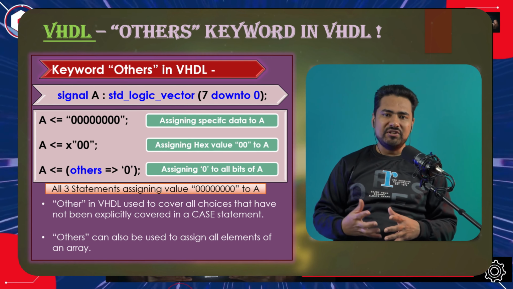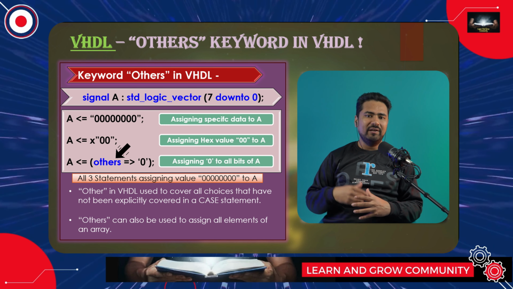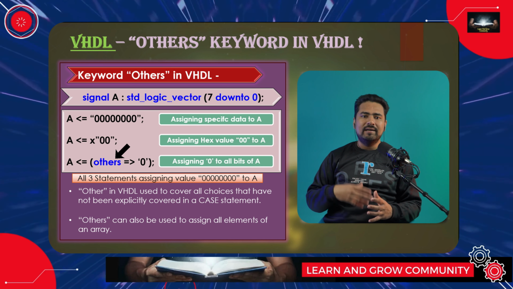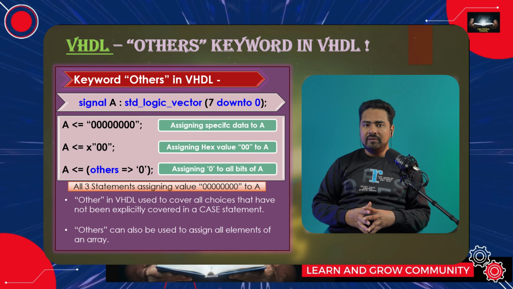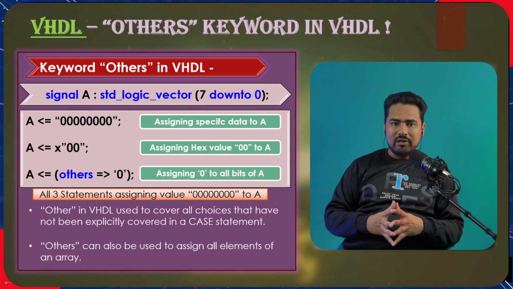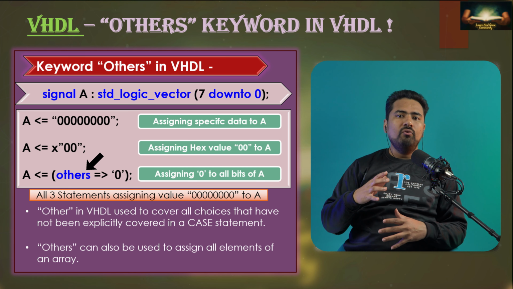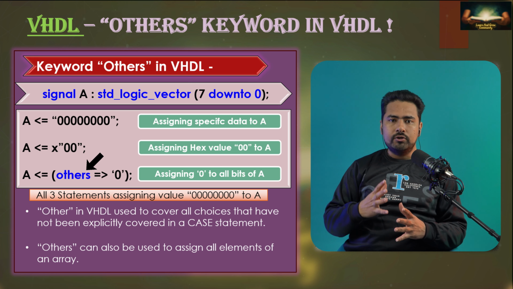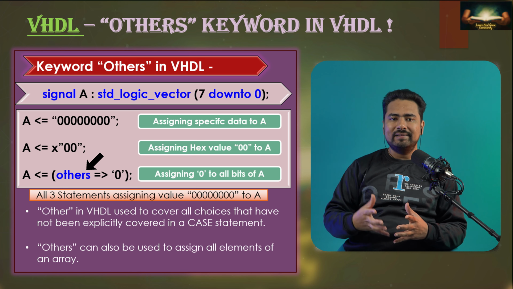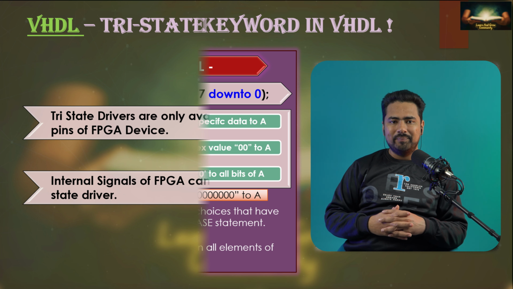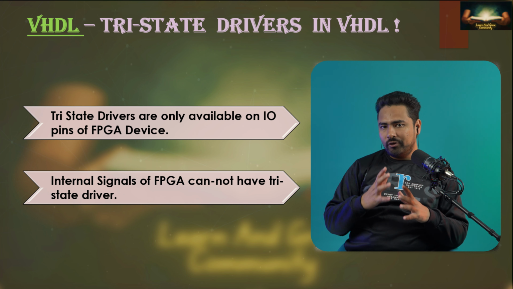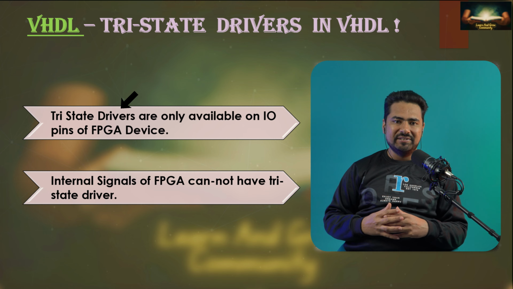Hi, in the last session, we talked about the others keyword in VHDL, especially in assignment operations, and we learned why it should be used for initial assignments or reset assignments. This is also helpful when you are assigning values to multiple elements of a vector signal or an array data type. Now let's talk about tri-state drivers in VHDL design.